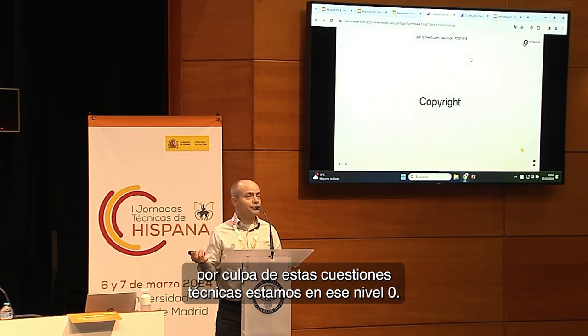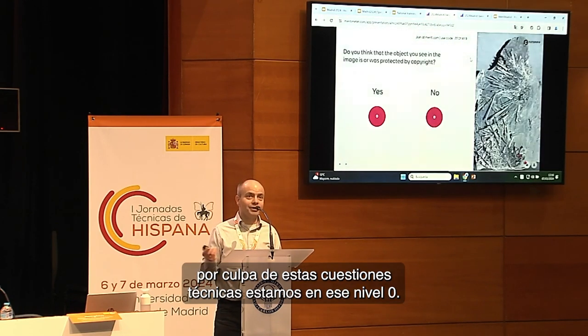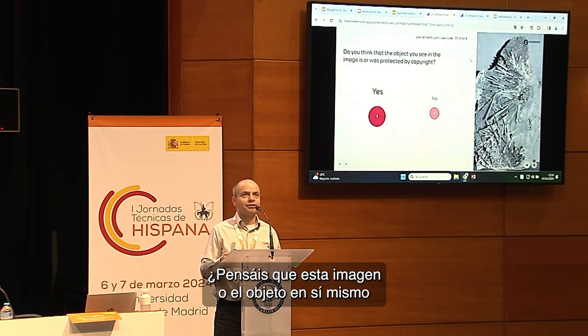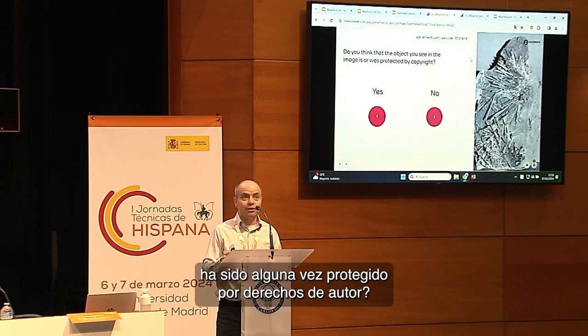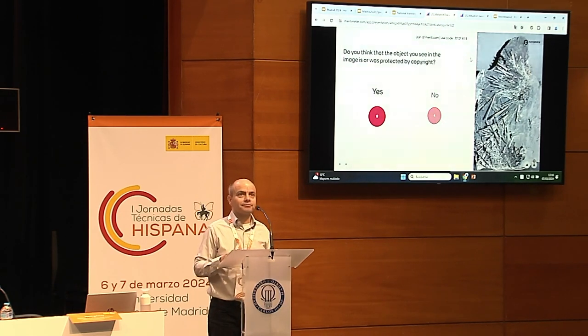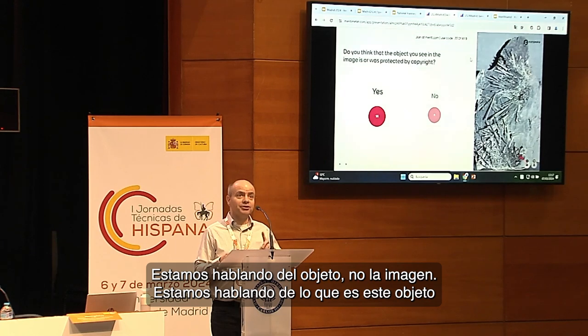A few questions about copyright to see where you are in your understanding. If you see this object, this is a piece from a rock or so. Do you think that this image or the object itself was ever protected by copyright? It's actually about the object. It's not about the image. It's about the object.